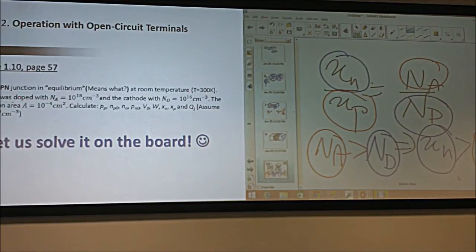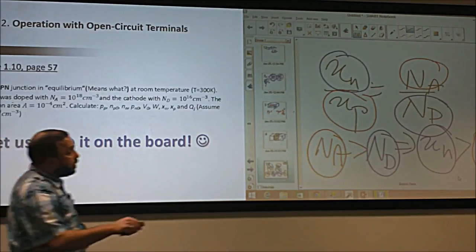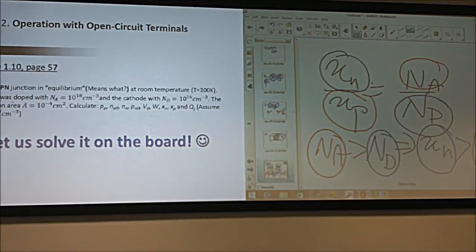The anode, is it P-type or N-type? P-type, very good. It is doped with Na, the density of acceptors, 10 to the power 18 per cubic centimeter. Without this unit, nothing in physics or engineering is complete. And the cathode, the N-type side, has the donor concentration. The cross section is given to us as 10 to the power minus 4 square centimeter. So, calculate PP and the rest. Can we do it in 2 minutes? Let's do that.